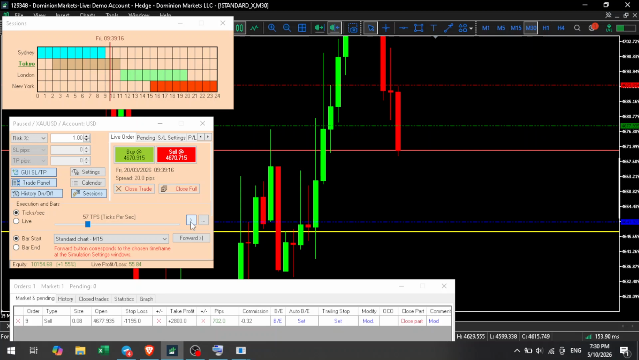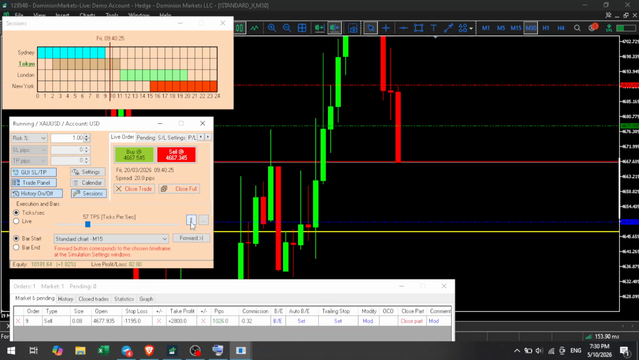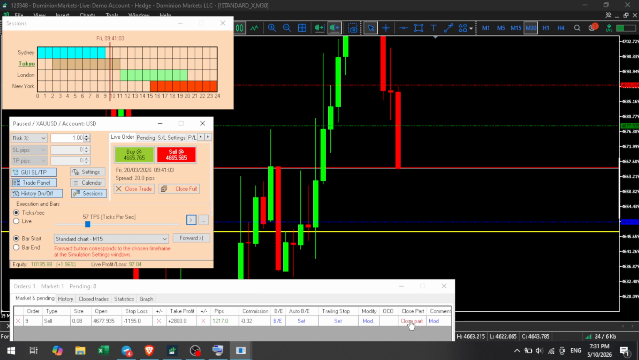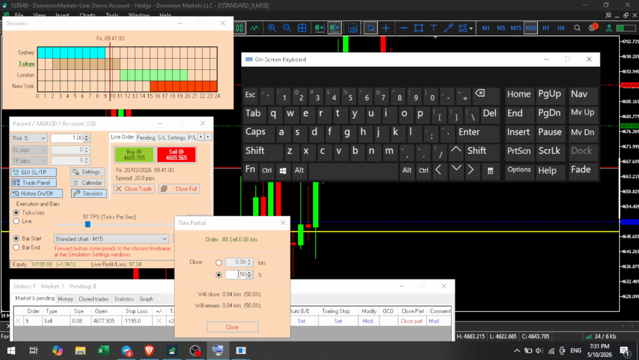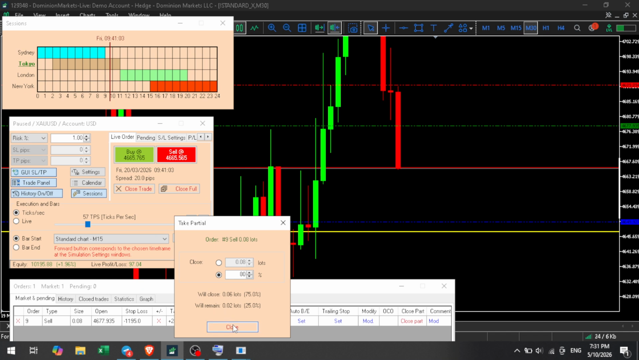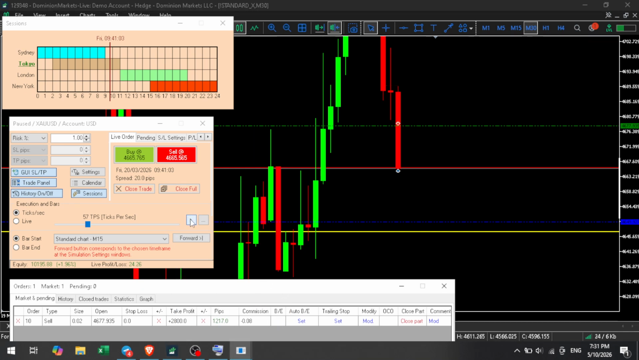We have a Friday, can be lucky. Let's see, we have 100 pips. 100, yes, 120. Let's close partials with 80%. We have 80% secured with our stop loss at break even. Let's see if our TP gets hit or the stop loss.